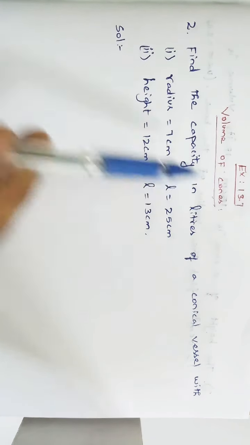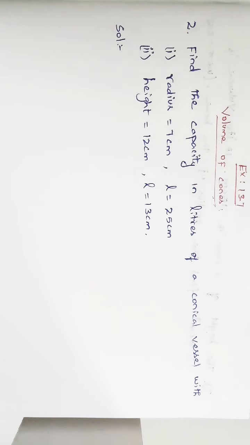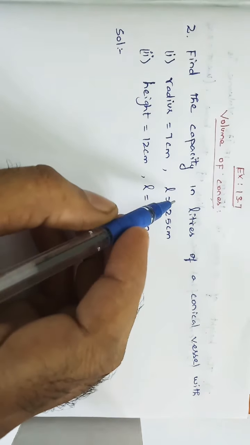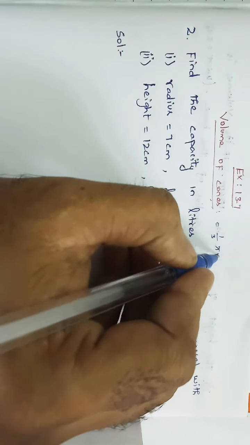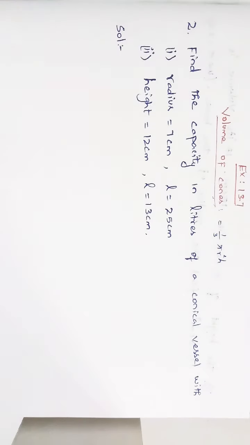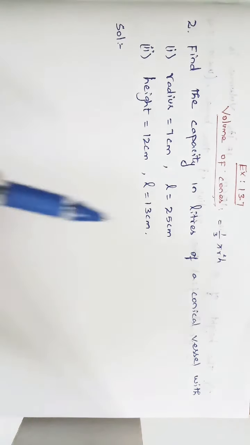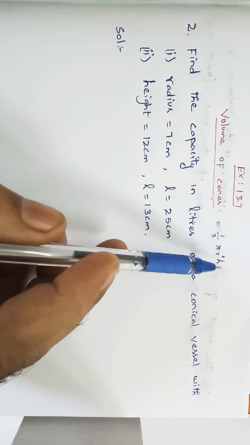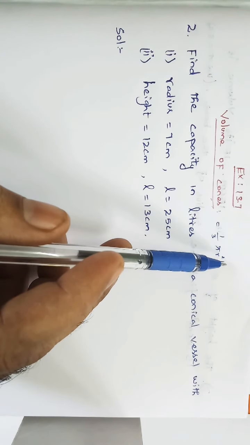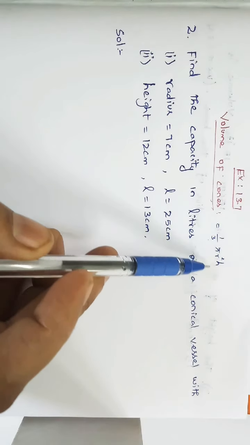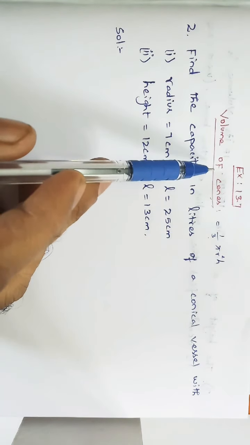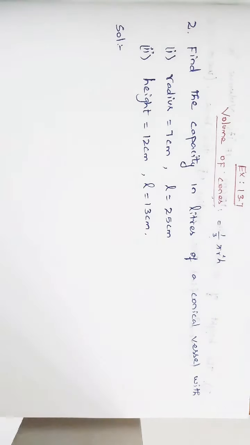Volume of cone. So first of all we want to know the formula for the volume of cone, right? The volume of cone is nothing but 1 by 3 pi r square h. Pi r square h is nothing but the volume of cylinder, right? So 1 by 3 times the volume of cylinder is the volume of cone. Already we have discussed that while we were seeing the formula.